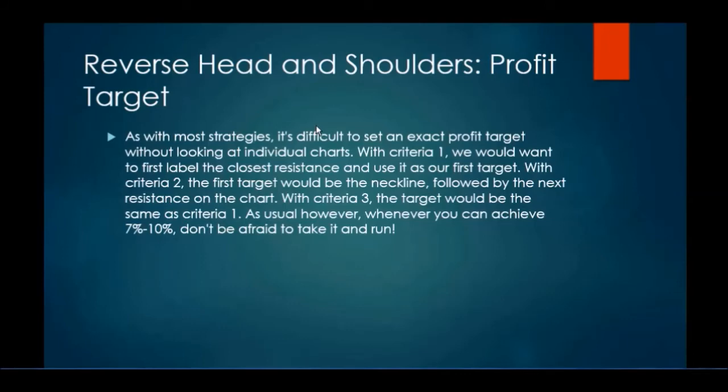With criteria 2, the first target would be the neckline. All right, that's the first thing we want to see broken. With criteria 2, if you enter on that right shoulder reversal, a simple profit target could be that neckline, followed by the next resistance on the chart. With criteria 3, the target would be the same as criteria 1.